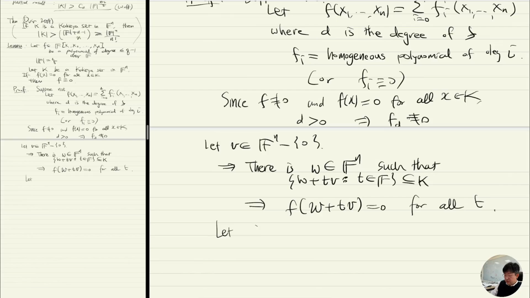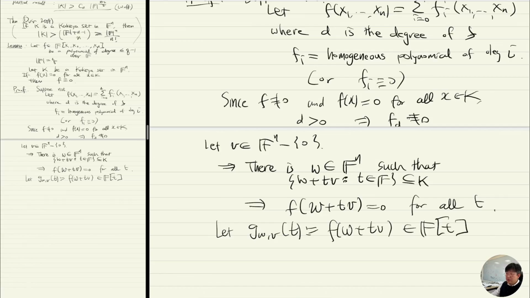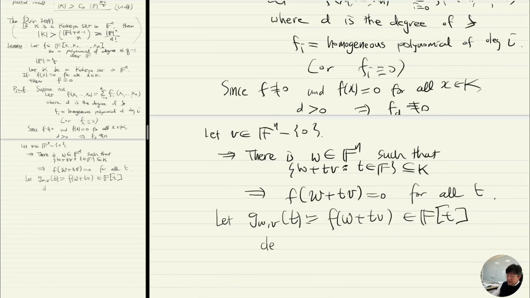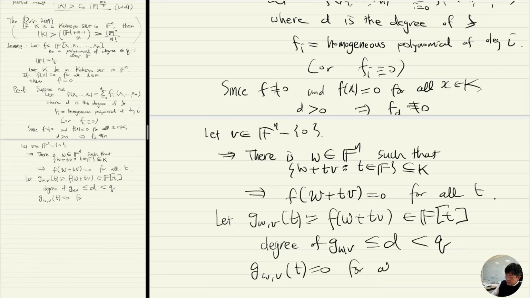Now let g_{w,v}, a polynomial indexed by w and v, be f of w plus tv. This is a polynomial with a single variable t. And the degree of g_{w,v} is, of course, less than or equal to d, which is less than q. So the degree of this polynomial is less than q, and every t is a root of g. So g_{w,v}(t) is 0 for all t.